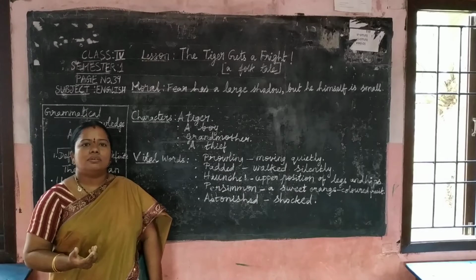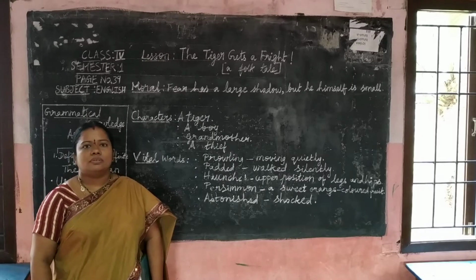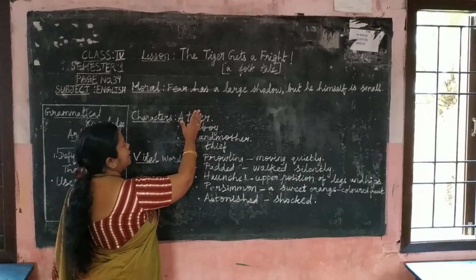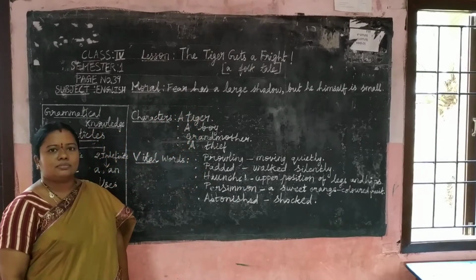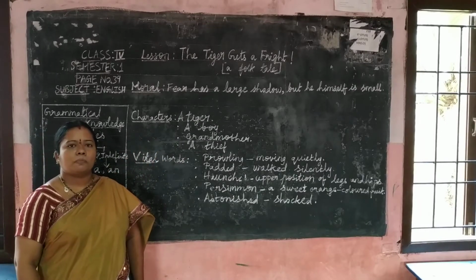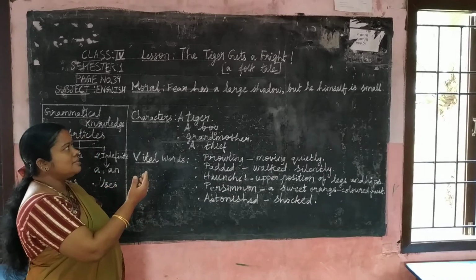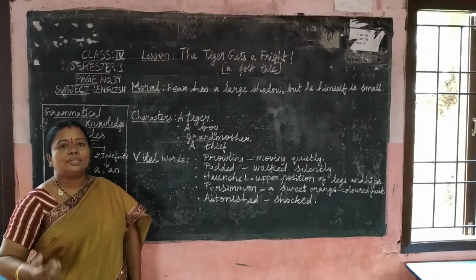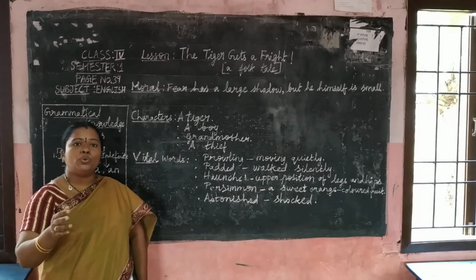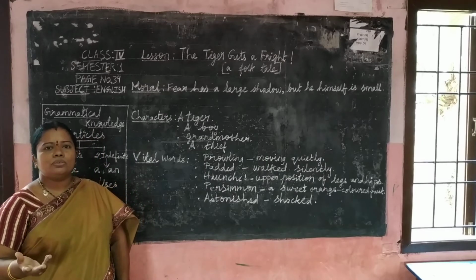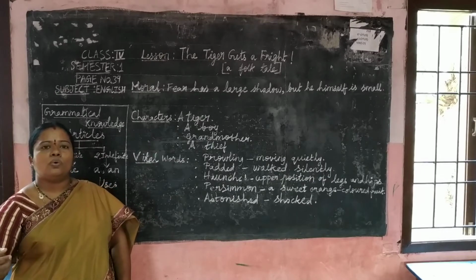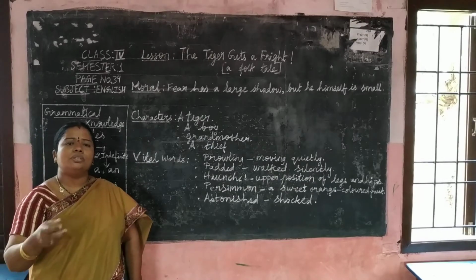We are going to read a funny story. The name of the lesson is The Tiger Gets a Fright. The lesson is from class 4th. And the story is a folk tale. What do you mean by a folk tale, children? As I told you in the previous video, a folk tale is nothing but a story passed down from generation to generation orally.